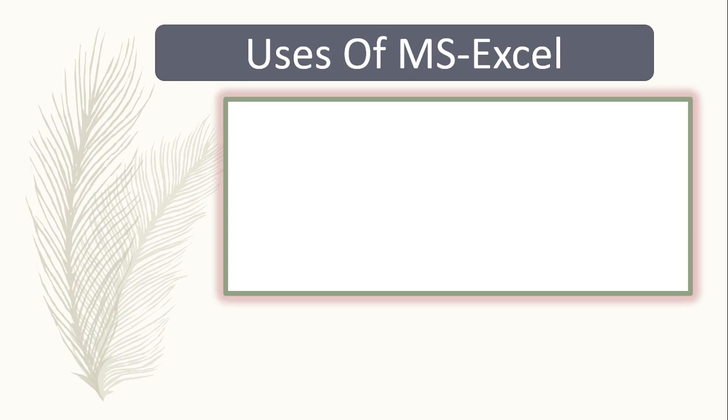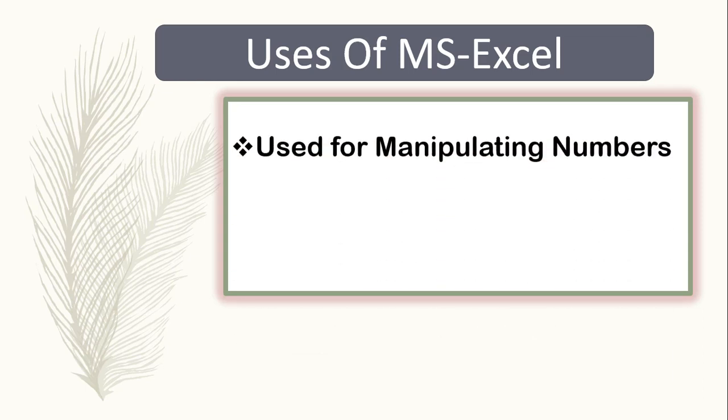Next is uses of MS Excel. First point is used for manipulating numbers. In Excel, we can store numeric data. Numeric means number data, and we can perform various calculations. As I already told you, for example, we can store the marks information of students and we can find out the percentage and total marks of the student. Similarly, we can also calculate the profit or the loss.